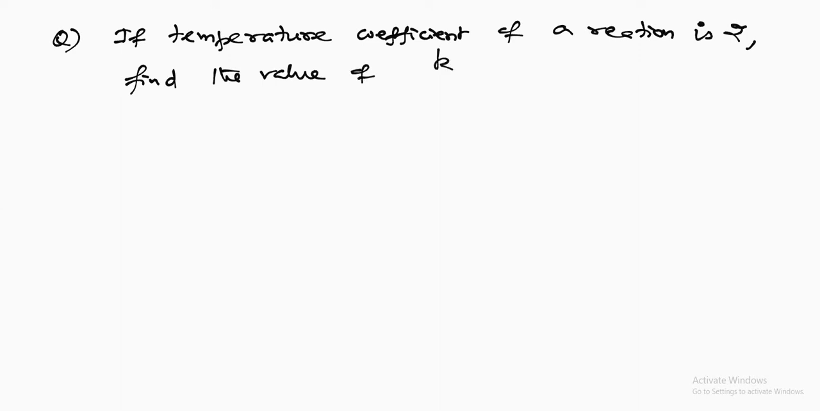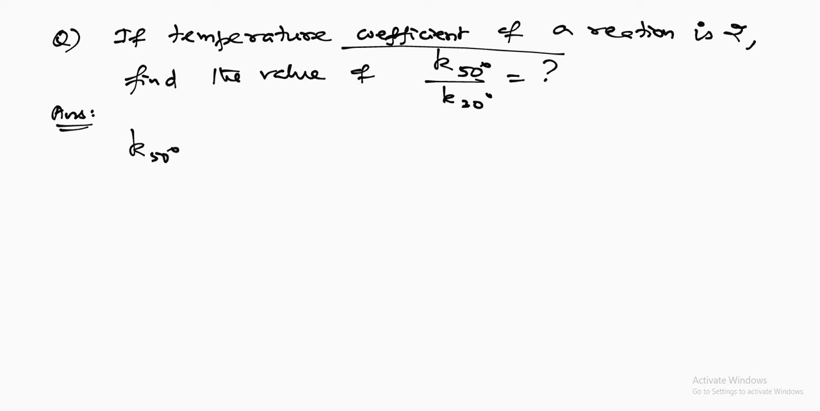K50 over K30. What's the value of this ratio? So we need to find the rate constant at 50 degrees divided by the rate constant at 30 degrees. The temperature coefficient of reaction is 2. So we need to find this ratio K50 by K30. How to find this value?